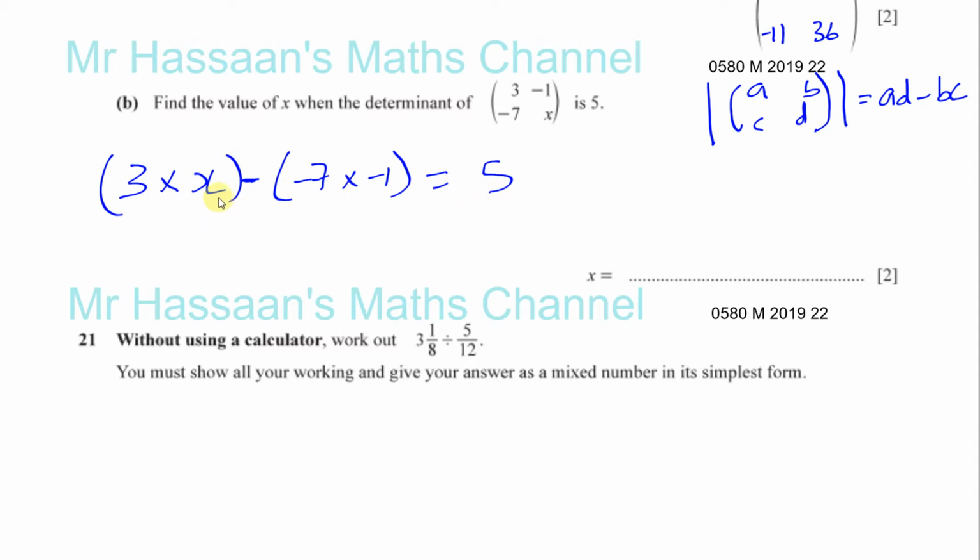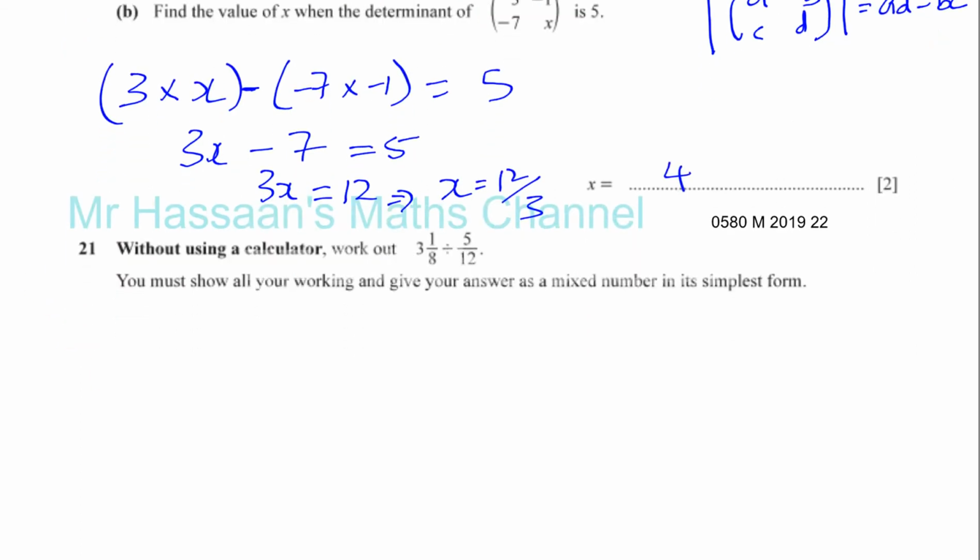So what's unknown is the x here. So you got 3x minus, that's going to be plus 7, equals 5. So 3x is equal to 5 minus 7, which is 12. So therefore x is equal to 12 over 3, which is 4. So there's the answer to part B of question 20.